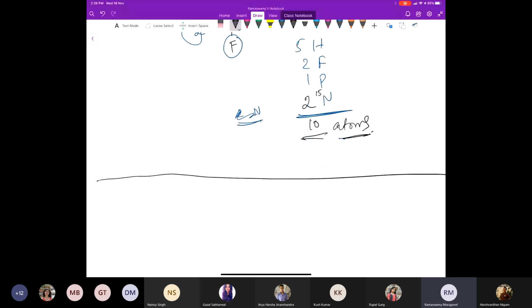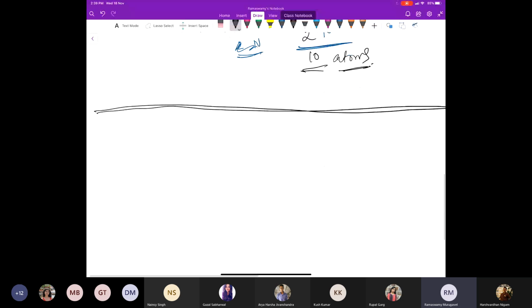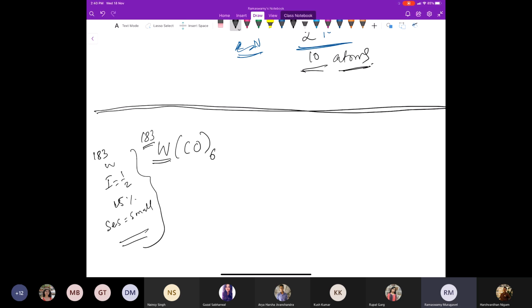This example comes from coordination chemistry. I have tungsten hexacarbonyl. The reason I keep coming back again and again to tungsten is that tungsten-183 is a spin-1/2 nucleus. Abundance is about 14.5, or you can say roughly 15%. Sensitivity is somewhat small, but not insignificant. So tungsten, 183 is the isotope number, I equals 1/2. This makes this example very interesting.